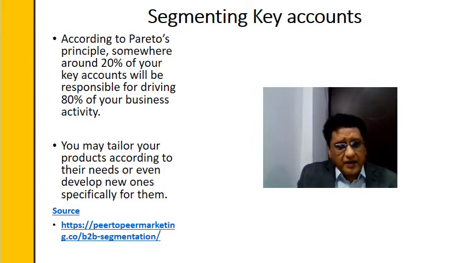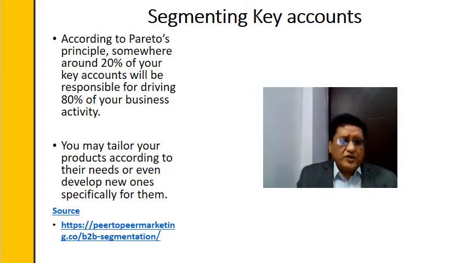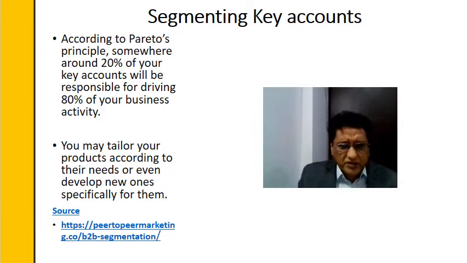So once again, following the Pareto's principle, there are 20% of your customers. So if your customer size is 100, you can classify 20 of them who will be contributing 80% to your business. In any B2B business, there could be exceptions, of course, but this is what happens in B2B business.